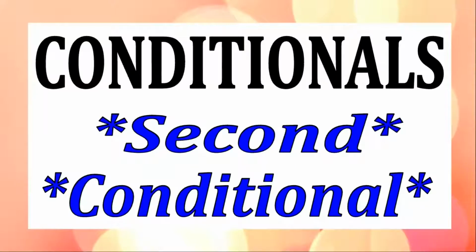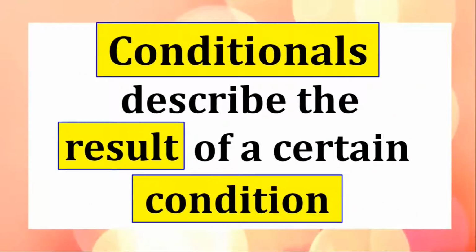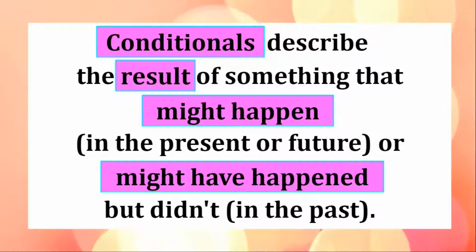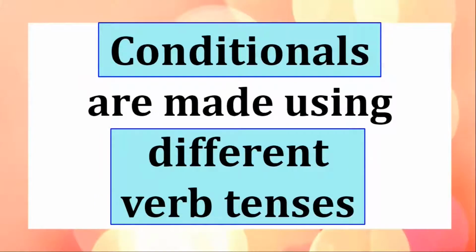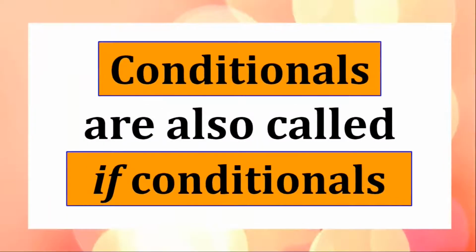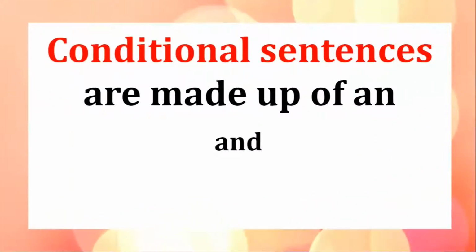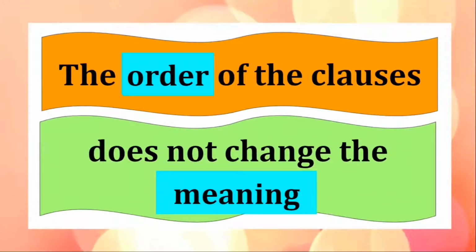Conditionals. Focus on second conditional. What are conditionals? Conditionals describe the result of a certain condition. Conditionals describe the result of something that might happen in the present or future, or might have happened but didn't in the past. Conditionals are made using different verb tenses. Conditionals are also called if conditionals. Conditional sentences are made up of an if clause and a main clause. The if clause tells the condition. The main clause tells the result. The order of the clauses does not change the meaning.